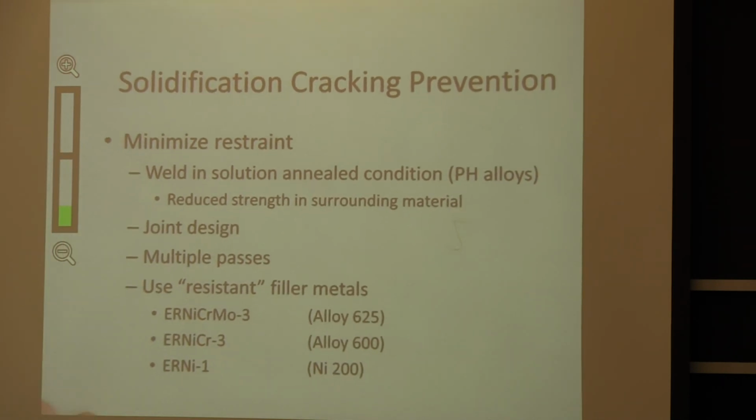Some other ways to minimize restraint are to use multiple pass welds. Rather than putting in a whole bunch of weld material at one time, which then solidifies and has residual stresses in it, you can use a bunch of smaller welds, multiple pass welds, and that will minimize your restraint. And then the last thing you can do is just to use a solidification cracking "resistant" material, where resistant is in quotes because it depends on what you're welding, and it depends on the filler metal that you use.